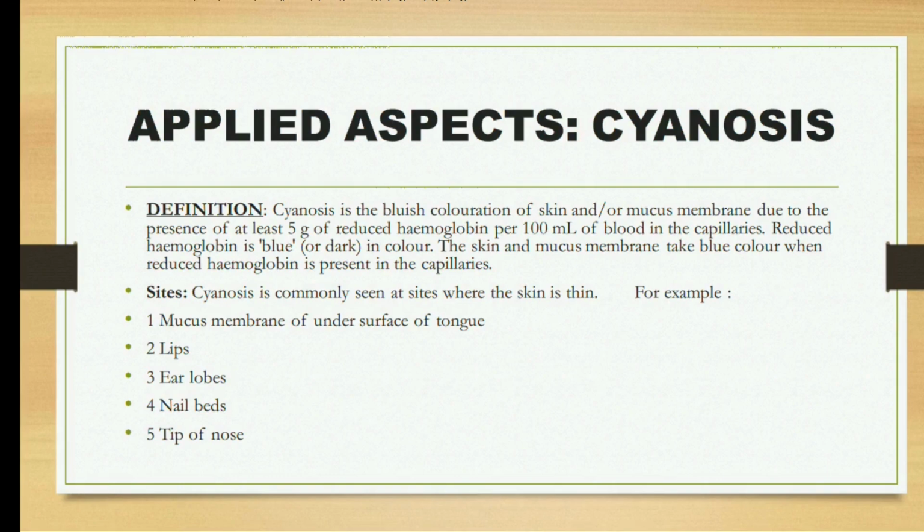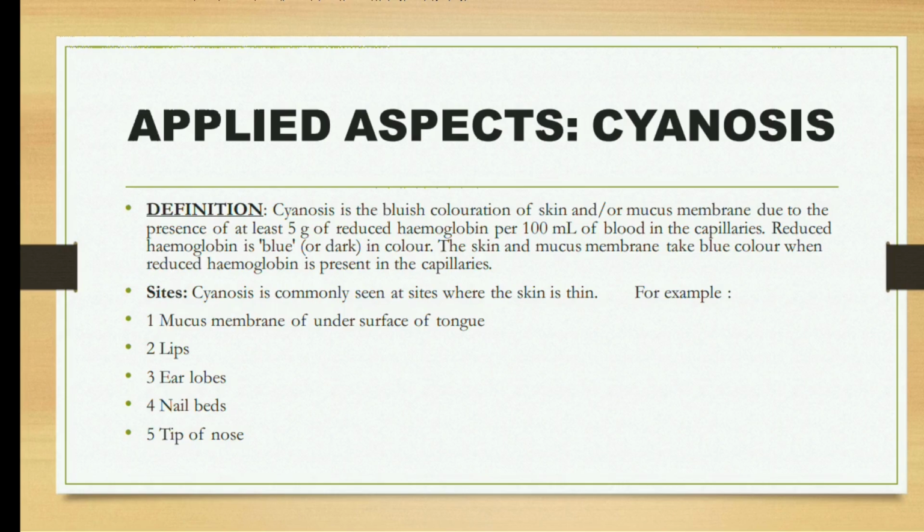Moving on to its applied aspects, cyanosis. It is also, please mark it as important short note. What is cyanosis? Cyanosis simply means the bluish coloration of skin or other mucous membrane due to the presence of at least 5 gram of reduced hemoglobin per 100 milliliter of blood in the capillaries.